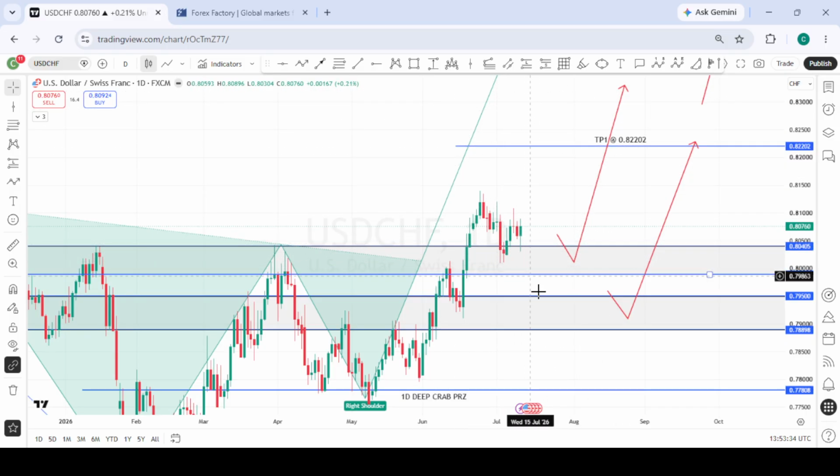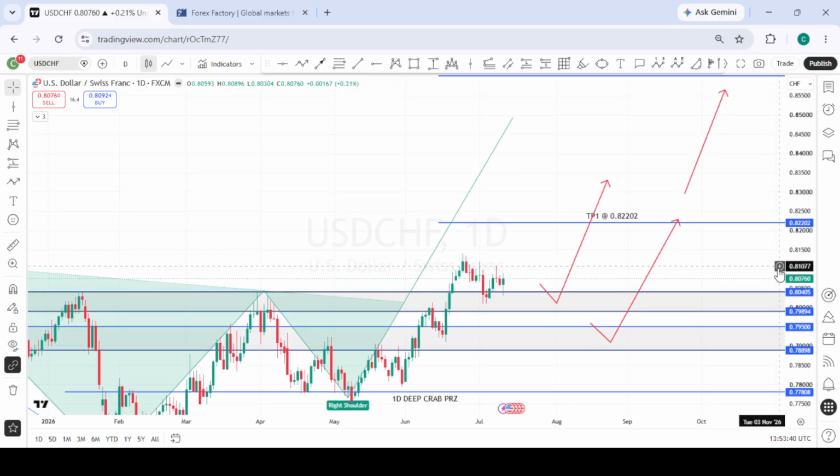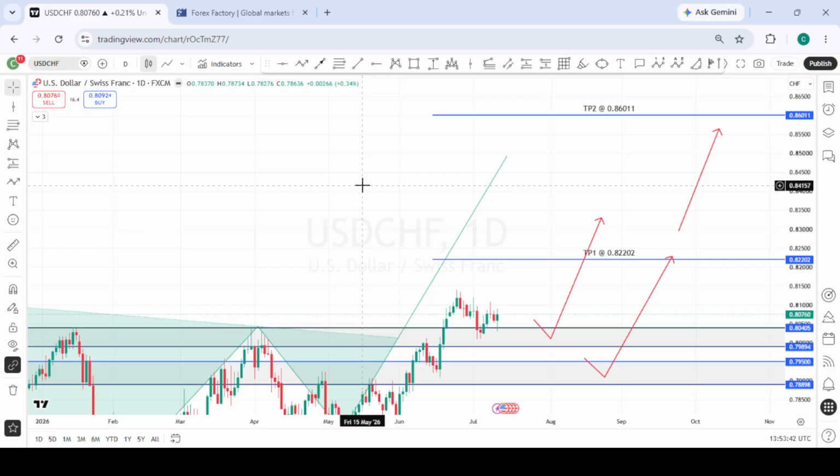Should price also pull back all the way to the second zone below, we'll still be interested in taking the buys from here to the upside to the various targets we have above here. So we are very bullish on USDCHF for the coming week.